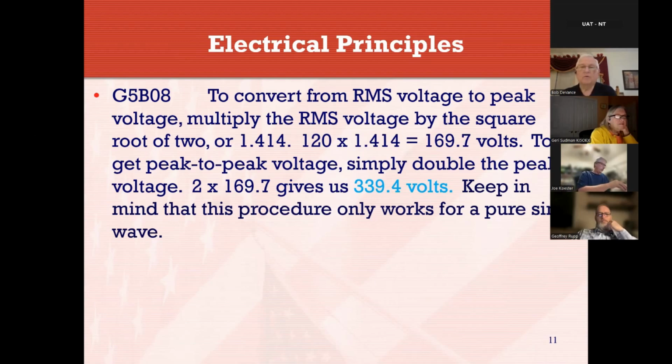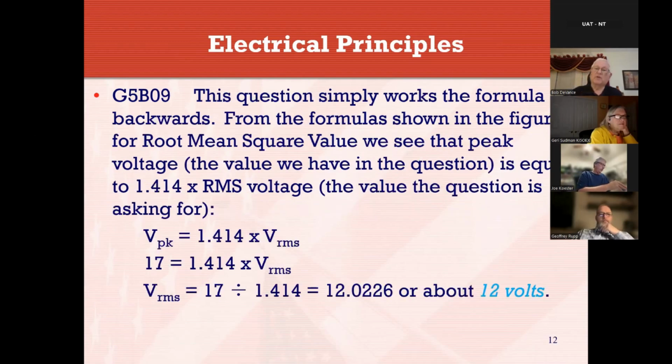Okay, I want to do the next one. Same thing here. You're asking for a root mean square value. They're just showing the formula we're going to use. The answer to that question is going to be 12 volts. And I bet you'll remember 12 as soon as you see the question.